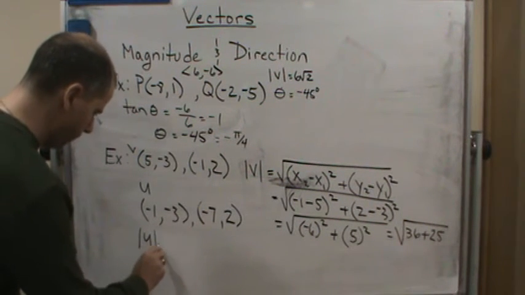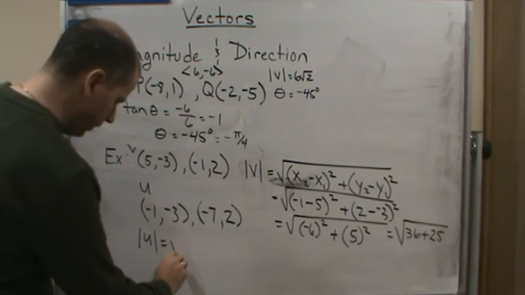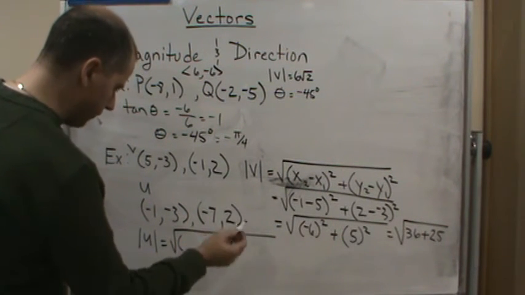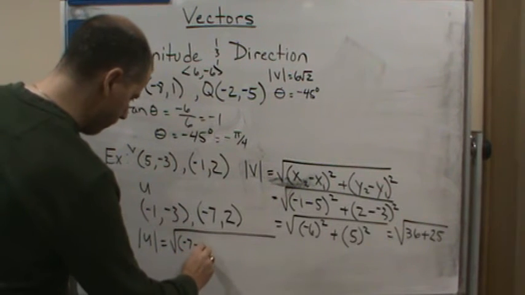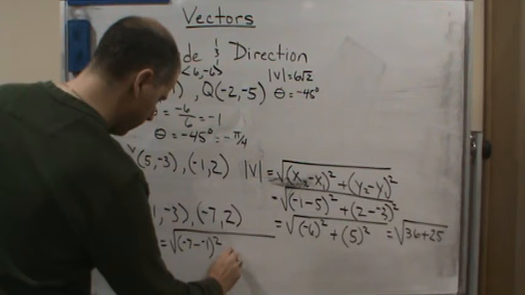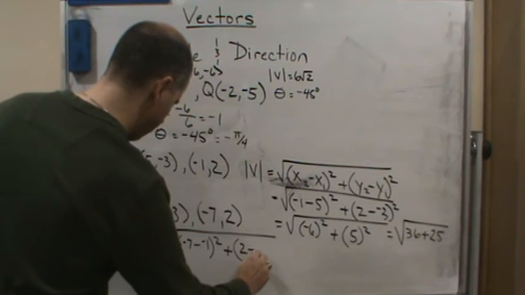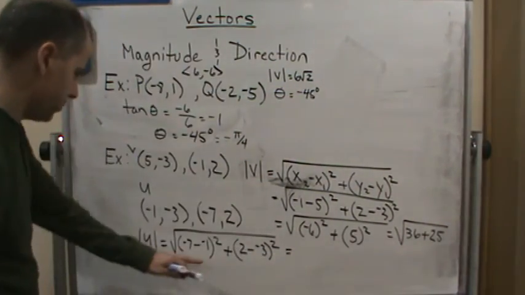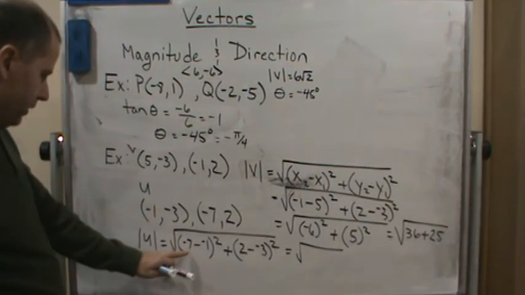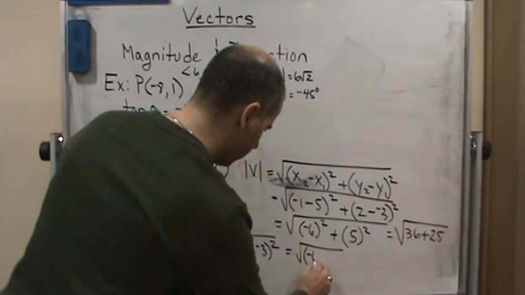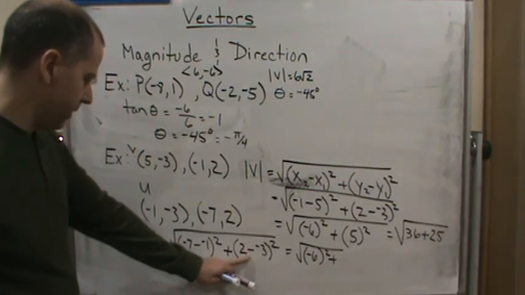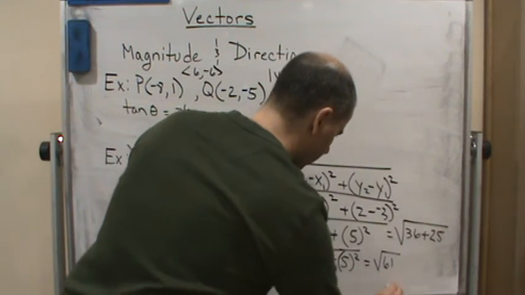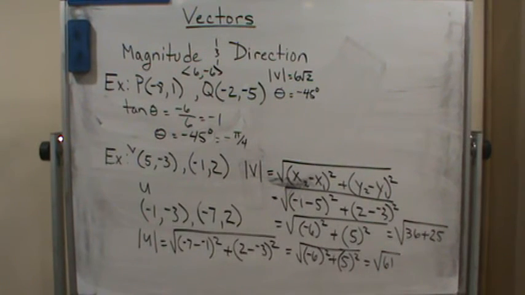So the absolute value of u, or the magnitude of u, is the square root of what? The difference in the x's squared, so that's going to be negative 7 minus negative 1, quantity squared, plus the difference in the y's, which is 2 minus negative 3, quantity squared, and now we just simplify. Okay, so this is going to give me the square root of what? This is going to be, again, negative 6 squared plus, and look at this, I get 5 again. So this is also going to give me the square root of 61. And so there you go, they are the same magnitude.